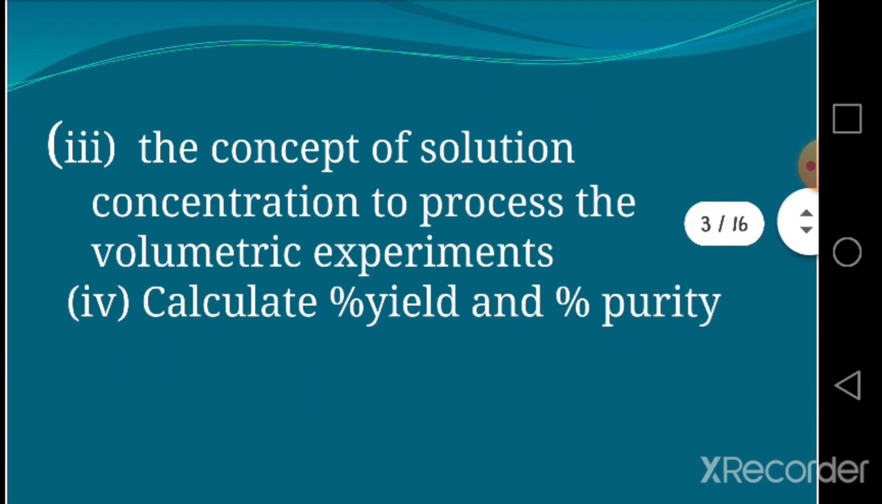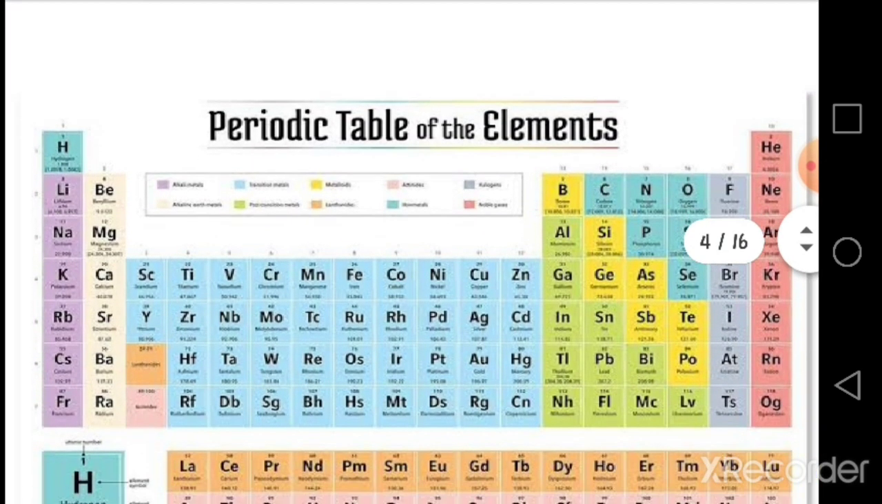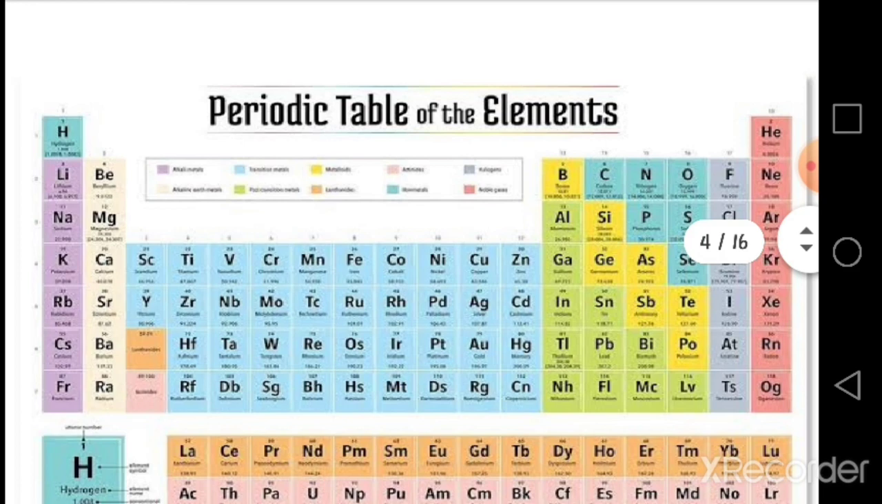So we are going to focus firstly on the stoichiometry, but before going to that I would like to say to you, whenever you are going to start your chemistry lesson, please have the periodic table of elements with you. This periodic table will give you information about the elements, which is very important for chemistry classes, specifically when we are learning stoichiometry or the mole concept.